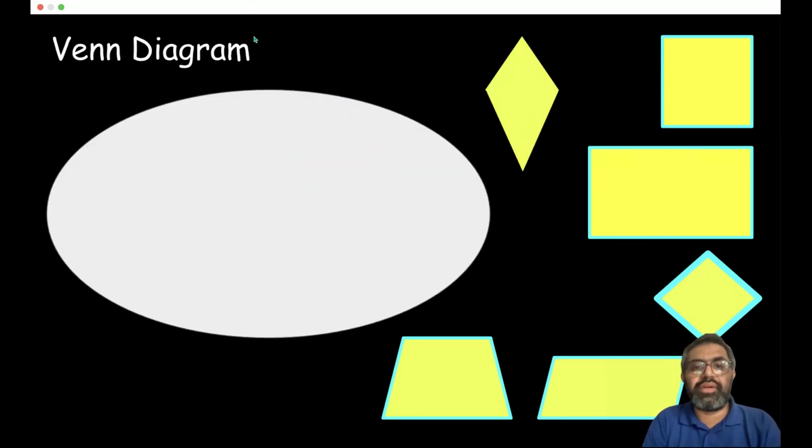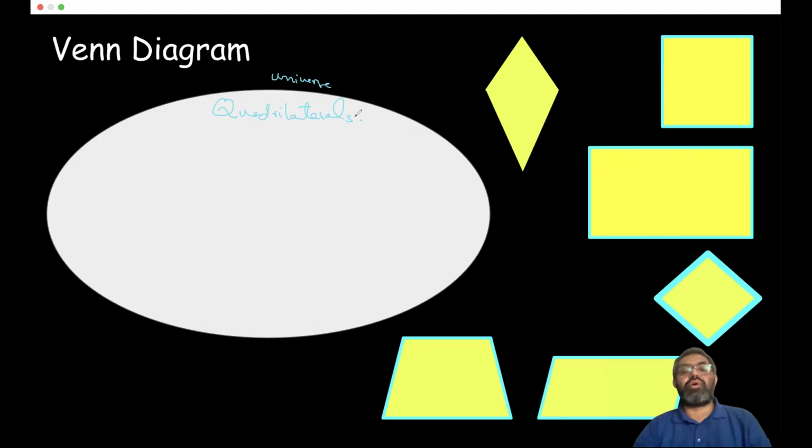Now let's have a look at how we put these shapes into a Venn diagram. In a Venn diagram, we draw one circle or blob. Over here, we put all our shapes. This big diagram is our universe. Universe means the things about which we are talking. We are talking about quadrilaterals. So let's call this circle quadrilaterals. All quadrilaterals fall into this circle or ellipse.